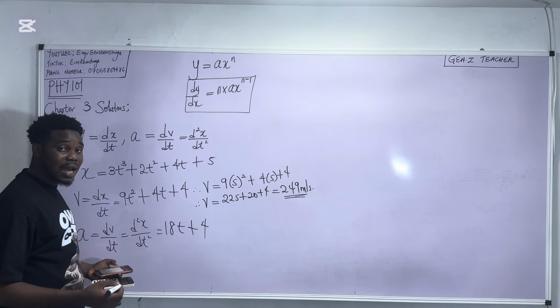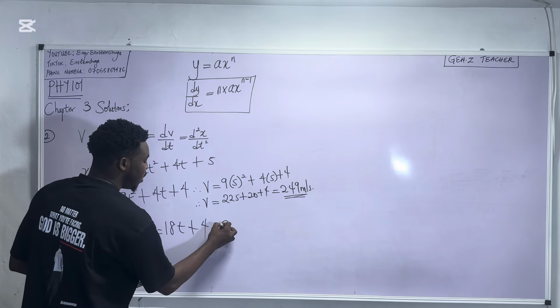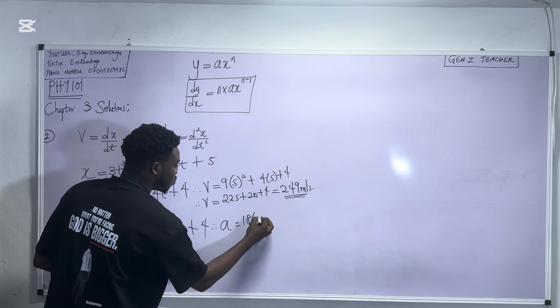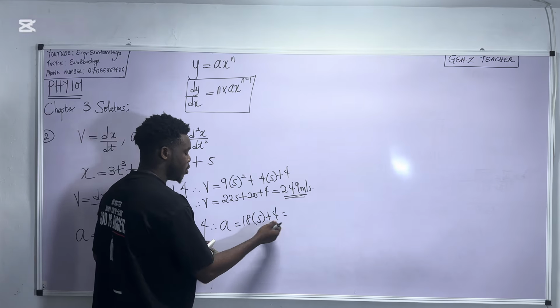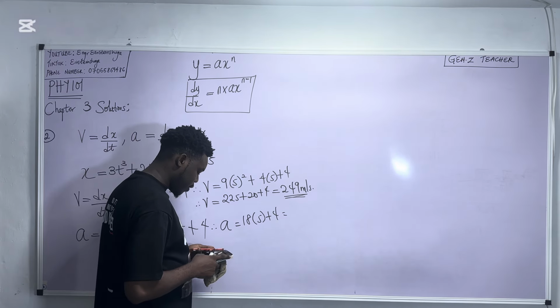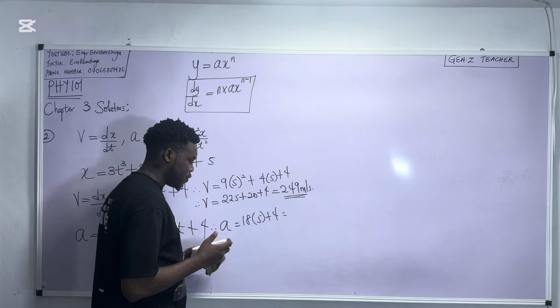Recall again after 5 seconds. So therefore, a becomes 18 into 5 plus 4. Okay, so we have 18 times 5 plus 4. 18 times 5 should give you 90.